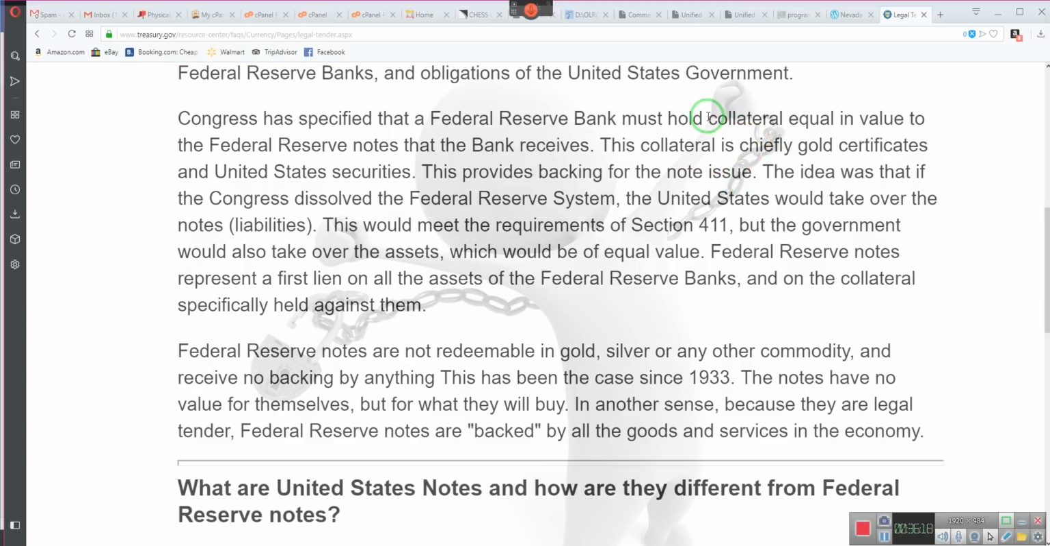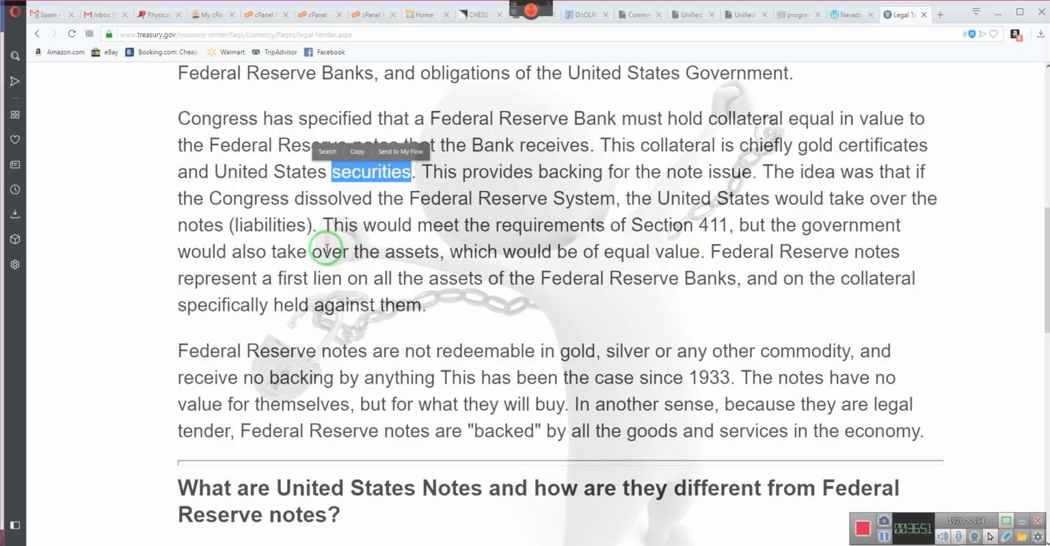Ladies and gentlemen, we hold collateral that backs up the SAT packs. Our collaterals are securities. We're doing the exact same thing. The idea is that if Congress dissolved the Federal Reserve System, the United States would take over note liabilities. This would meet the requirements of Section 401 because they're redeemable through the United States Treasury Department. But the government would also take over the assets, which would be of equal value.